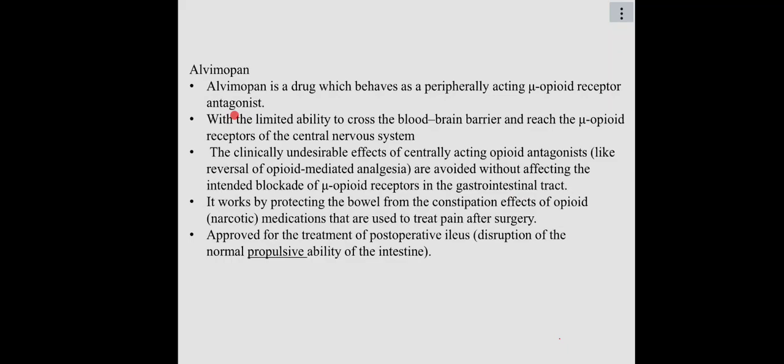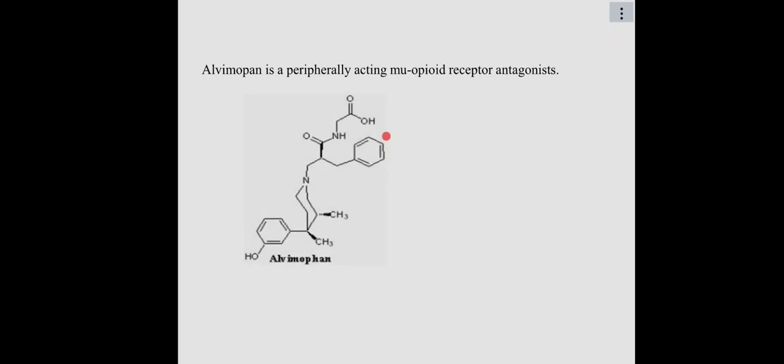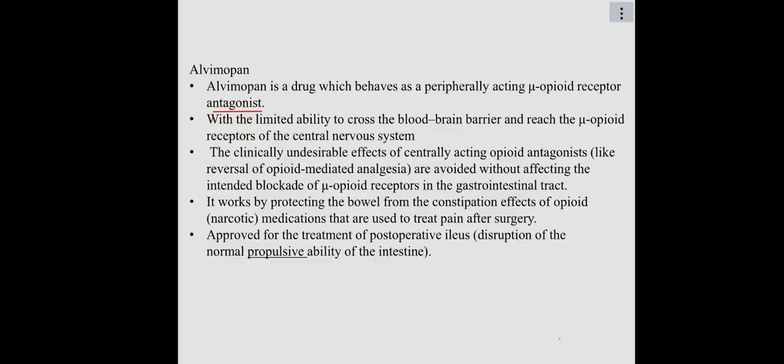So we can say alvimopan is a drug which behaves as a peripherally acting mu opioid receptor antagonist with a limited ability to cross the BBB and reach the mu opioid receptors of the central nervous system. Again, if you look at that drug, you can see what's happening. That's a carboxylic group, that's an amino group, that's another. So it is highly hydrophilic, and therefore it is not able to penetrate the BBB.